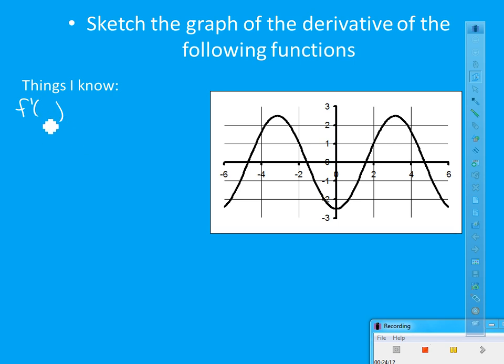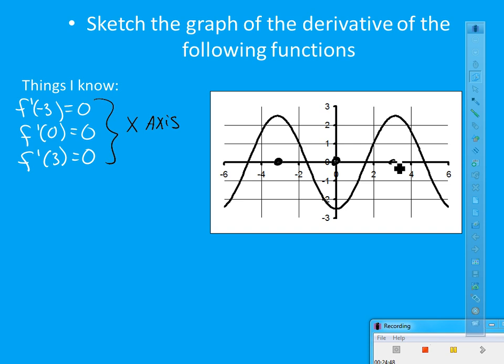So I know that f prime of -3 is 0. I know that f prime of 0 is 0. And I know that f prime of 3 is also 0. The slopes of those tangent lines are 0 there, there, and there. So that's what I know so far. So the derivative crosses the x-axis at those points. I'm going to go ahead and plot them real fast. I know I'm going to cross right here, right there, and right there.